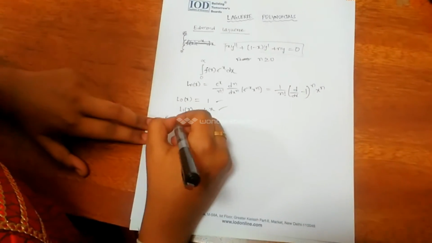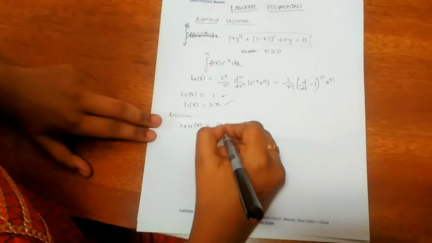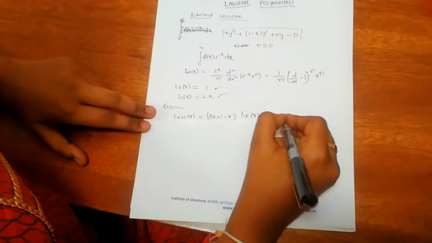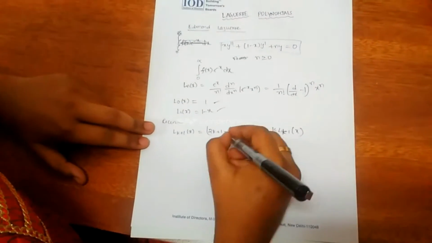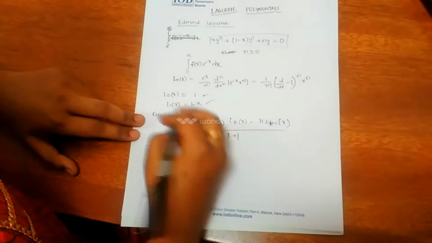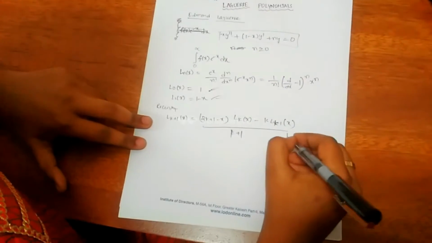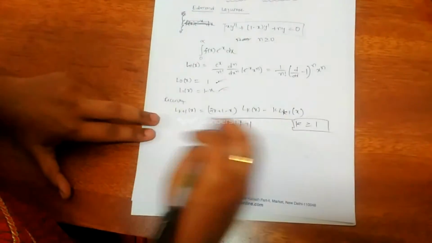These two are needed to find the recursive definition of the Laguerre polynomials. The recursive definition is given by L k plus 1 of x is equal to ((2k plus 1 minus x) into L k of x minus k into L k minus 1 of x) by k plus 1. For this, these two are needed, and this is the recursive definition only when k is greater than or equal to 1. This is the condition that should be remembered.